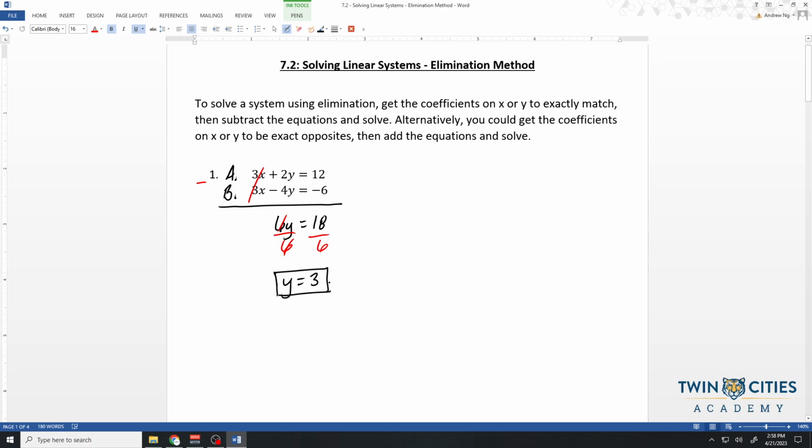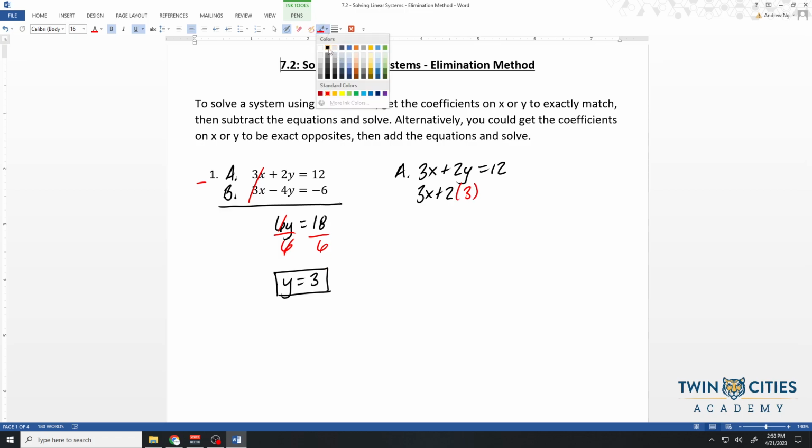Once you solve for one of the variables, just like substitution, go back and plug it into one of these equations. So it doesn't matter which one. Let's do A just because everything there is positive. So we'll rewrite A here. This is 3x plus 2y equals 12. I now know that y is 3, so this will be 3x plus 2 times 3 is equal to 12. So 3x plus 6 is equal to 12.